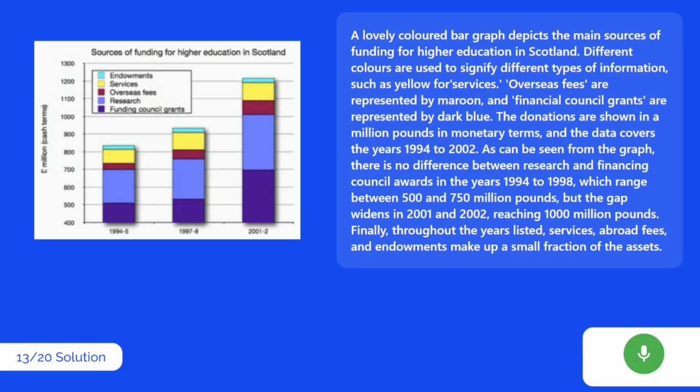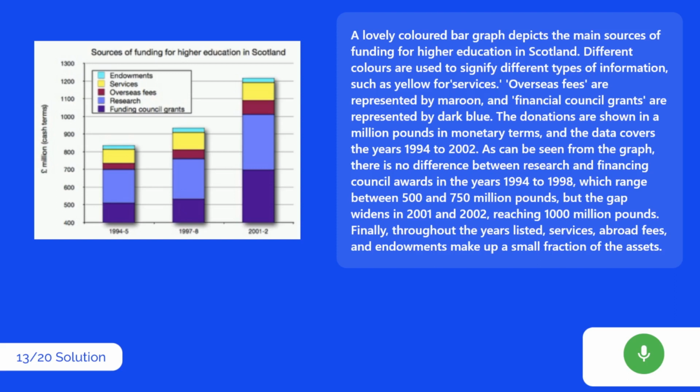A lovely coloured bar graph depicts the main sources of funding for higher education in Scotland. Different colours are used to signify different types of information, such as yellow for services. Overseas fees are represented by maroon, and financial council grants are represented by dark blue. The donations are shown in £1 million in monetary terms, and the data covers the years 1994 to 2002.